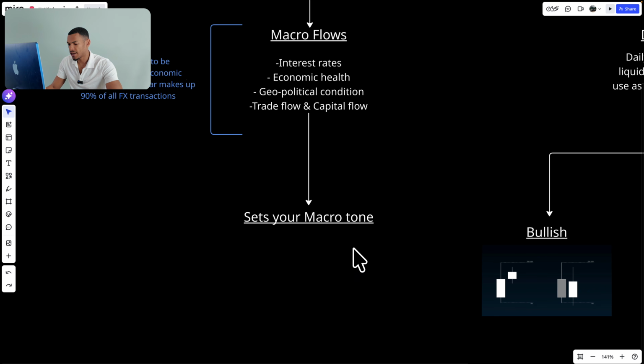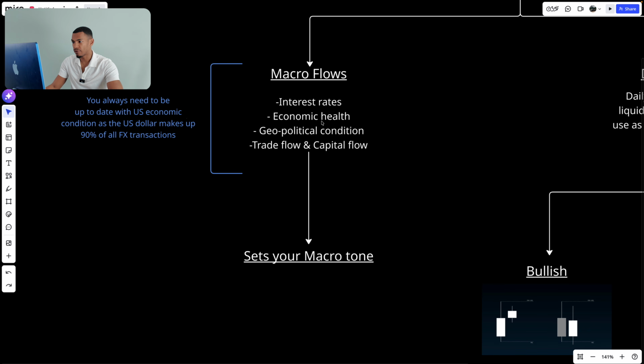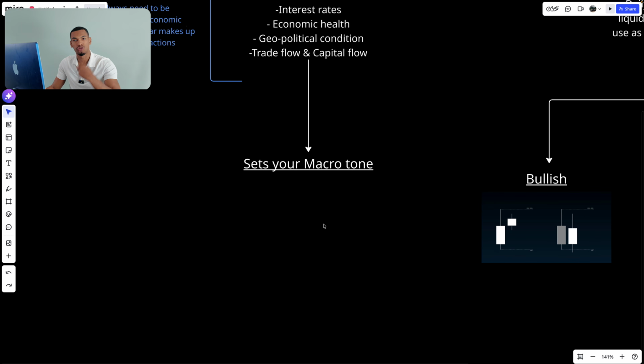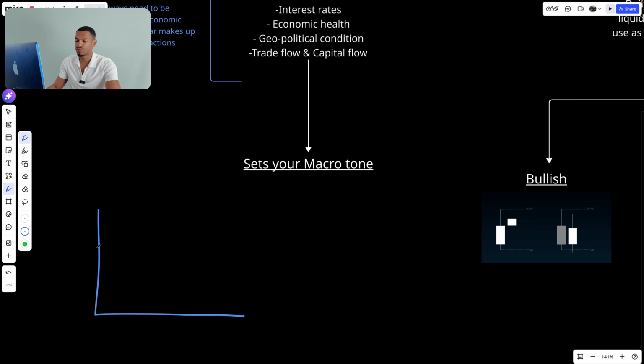As you can see here, these factors set up the macroeconomic tone for your currency pair, right? For an example, let's say this is your y-axis and this is your x-axis, and we're measuring rates here, right? If the Eurozone is decreasing its rates and the US is increasing rates, right? This here is called your yield spread.